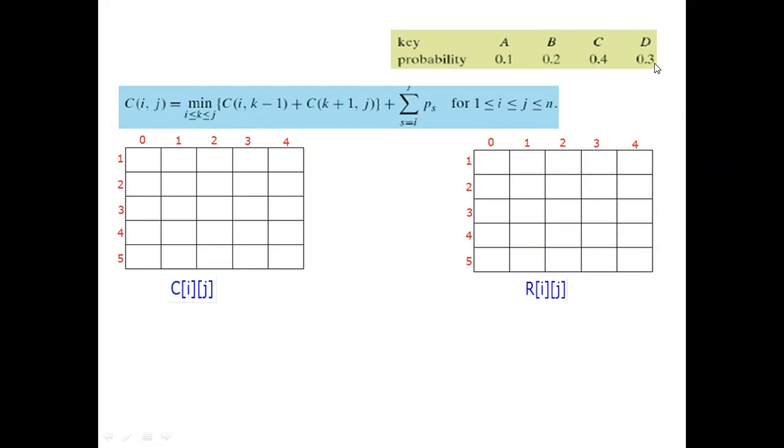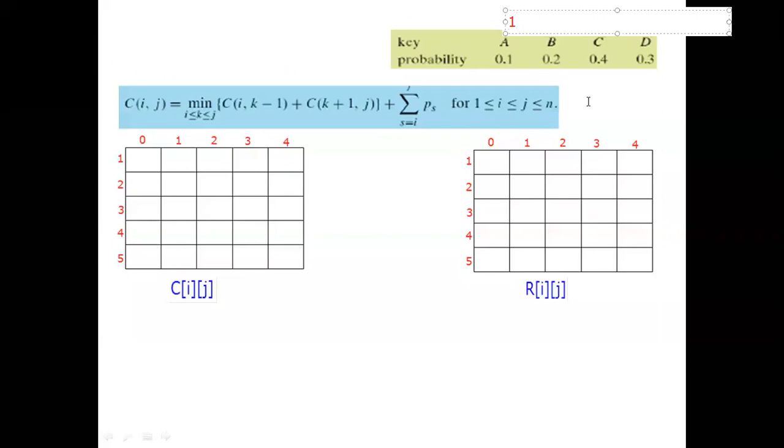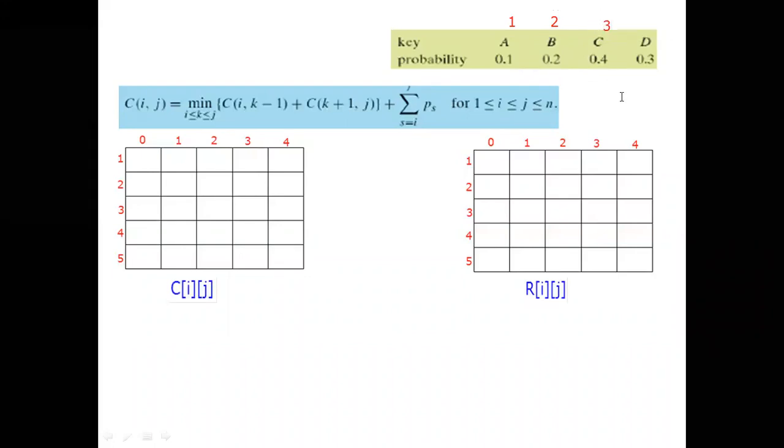The first step is, if they are given the values like that, you have to give the numbers: A1, B2, C3, D4. First, I will do that. A1, B2, C3, D4. I will adjust these values. Okay, B2 is proper, C3 and D4.